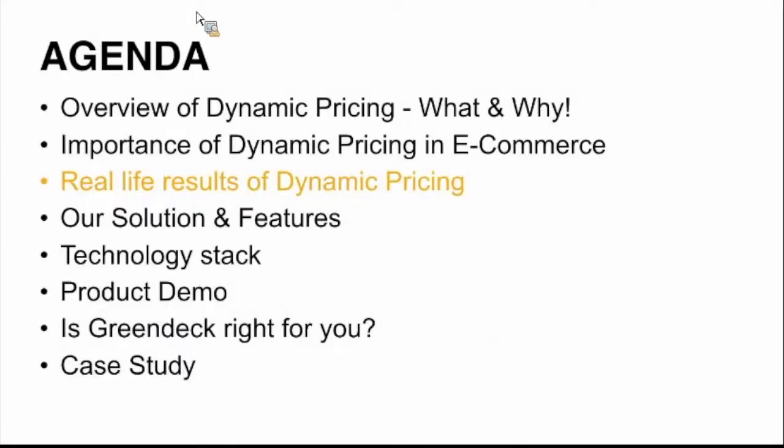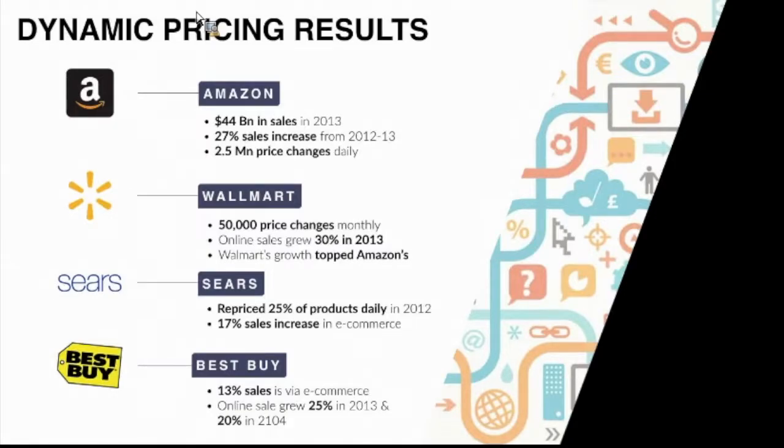There are some interesting real-life results of dynamic pricing. Amazon did $44 billion in sales in 2013, which was a 27% sales increase, by implementing 2.5 million price changes daily. Walmart did 50,000 price changes monthly, and their online sales grew by 30%. Sears repriced 25% of their products daily, which led to an increase of 17% in their sales. Best Buy increased their sales by 25% in 2013 and by 20% in 2014 by implementing dynamic pricing.